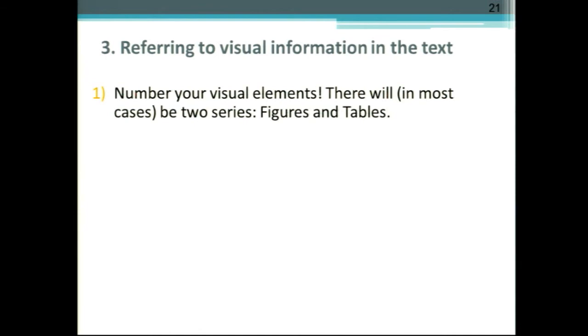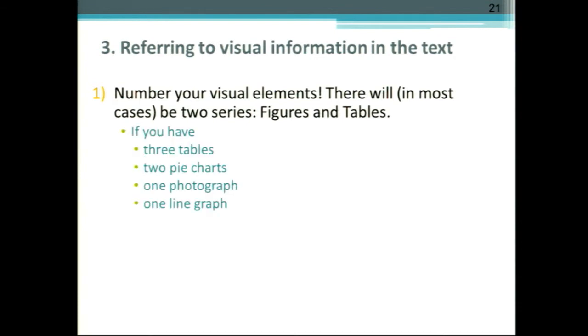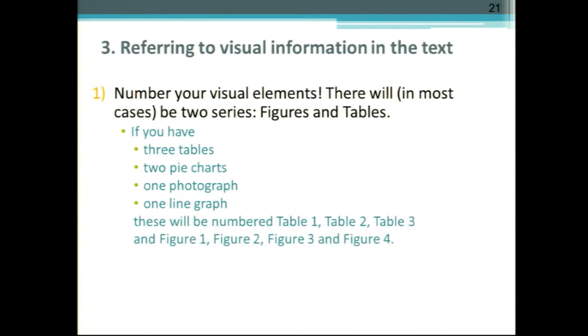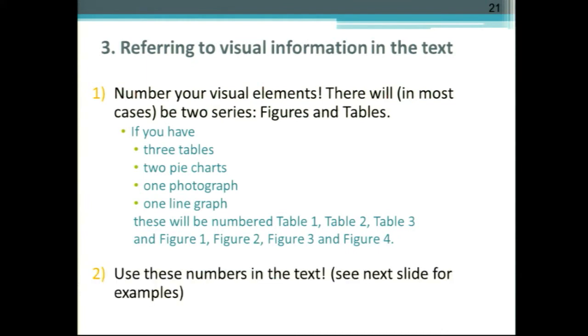And this is just more about the basics about referring to visual information in the text. And of course, we number our visual elements. And they're not in the same series, though. We have a series of numbers for tables, and then we have a series of numbers for everything else, because that's a figure. So if you have 3 tables, 2 pie charts, 1 photograph, and 1 line graph, then they'll be numbered table 1, table 2, and table 3. And then we'd have 4 figures there, figures 1 through 4. Okay, so 2 different series there. And you use those numbers in the text, of course.